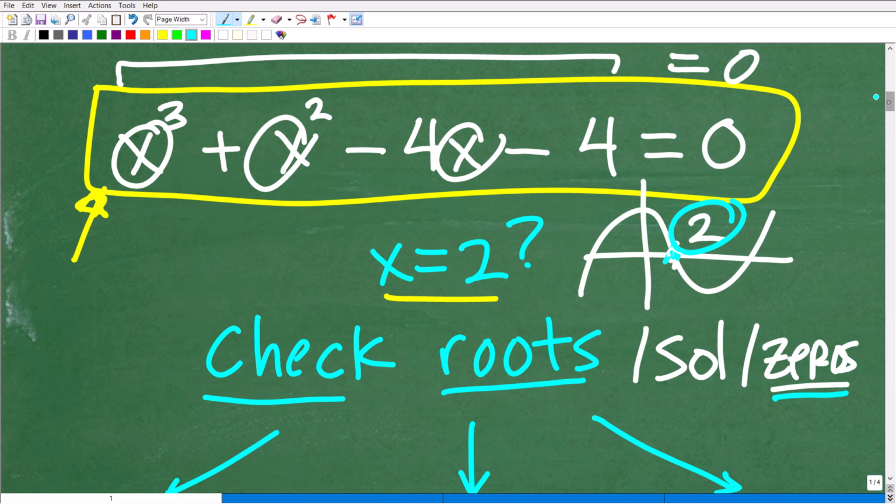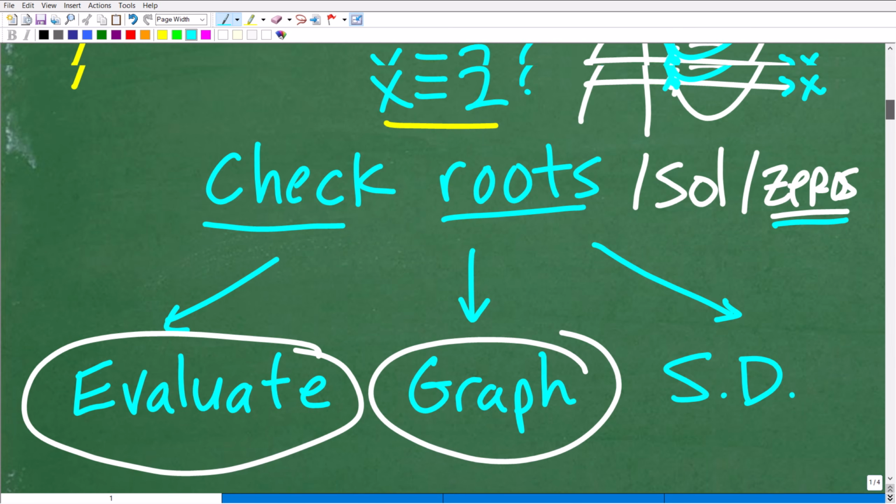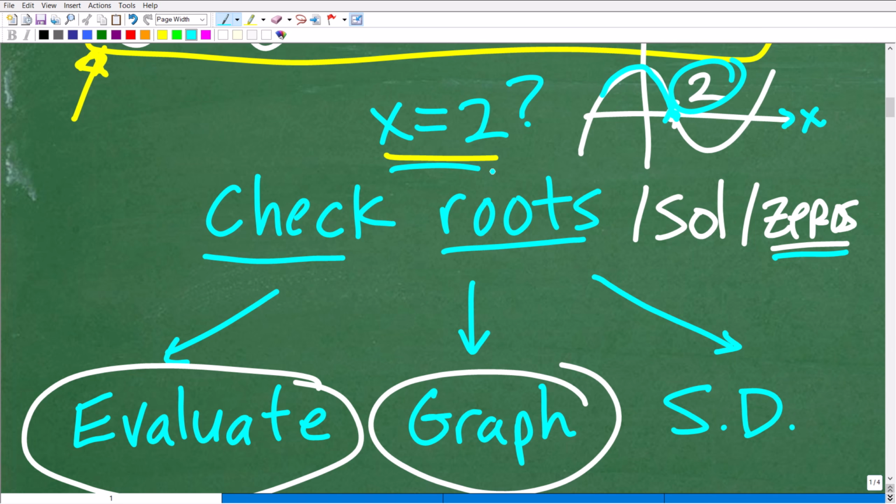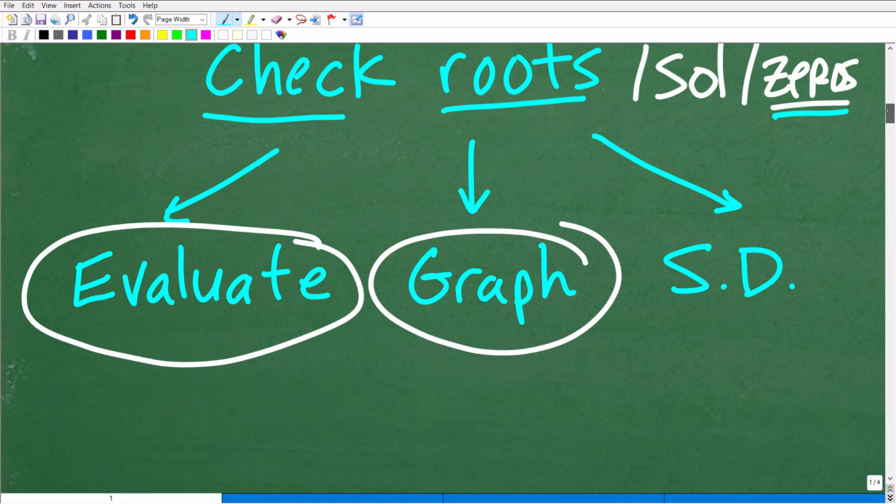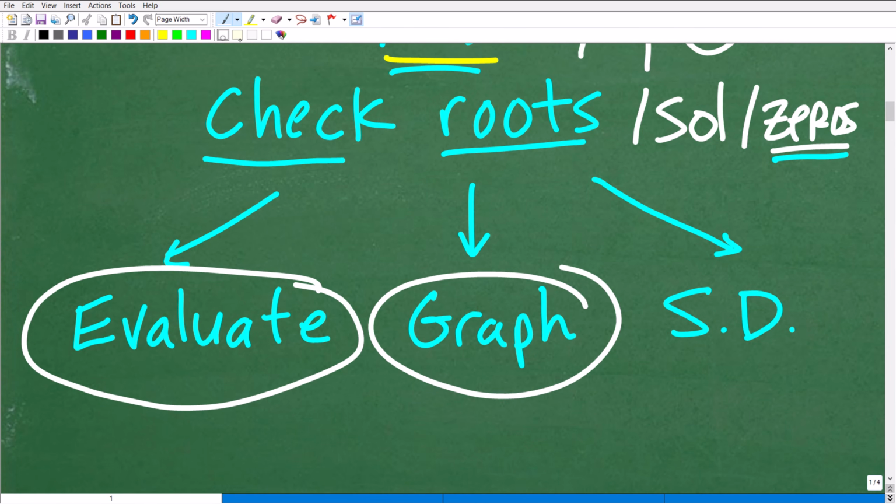But if you had a graphing calculator, you could just quickly graph it and then hover your mouse over where the graph crosses the x-axis, and if it crosses at 2, that's another way you can verify that this number is in fact a solution. But these other methods pale in comparison to this method here, and that is synthetic division.